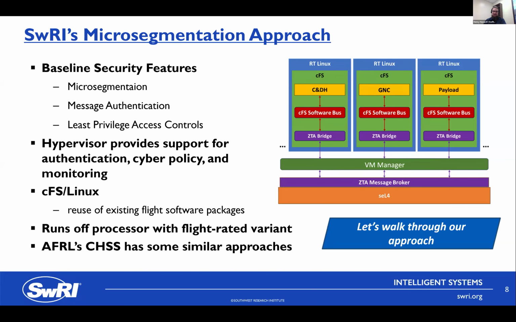We used core flight software and real-time Linux because these are existing tools that a lot of flight software developers are familiar with, and we can reuse these and still provide a baseline security layer. It also runs off a processor with flight-ready variants. We use the ARM Cortex-A72 processor, which is a pretty commonly available processor today and can be flown in space right now.